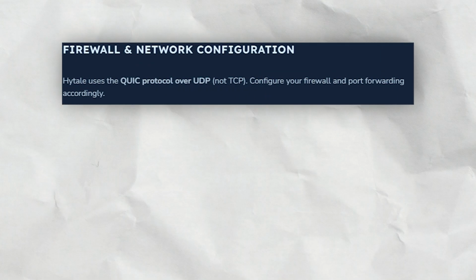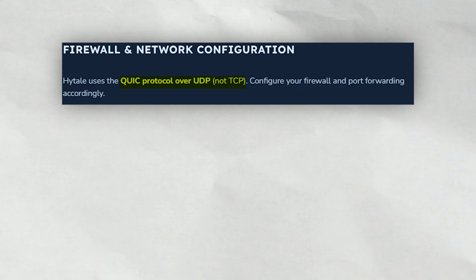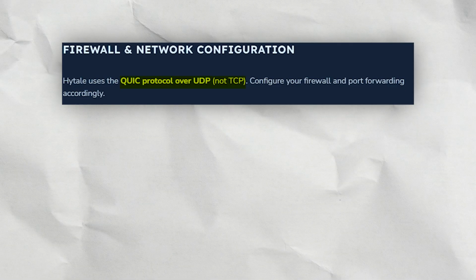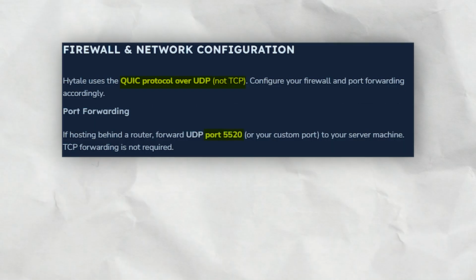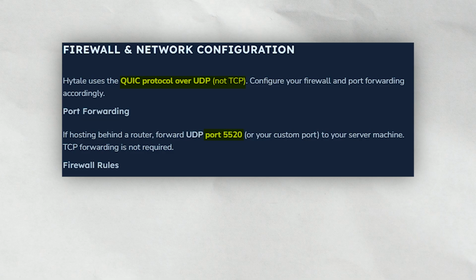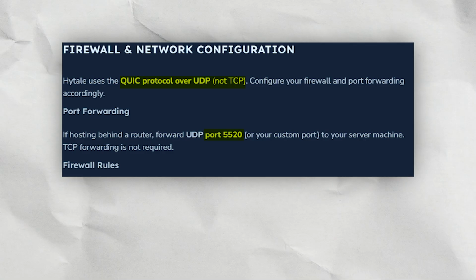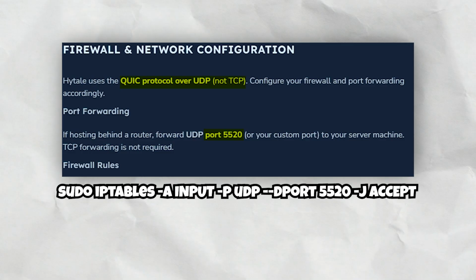Now for the firewall and network configuration. Hytale uses the QUIC protocol over UDP. Configure your firewall and port forward accordingly. If hosting behind a router, forward UDP port 5520, or your custom port if you have one, to your server machine. TCP forwarding is not required. Now for the firewall rules. If you're on Windows using the Windows Defender firewall, put in this command. If you're on Linux, put in this command.